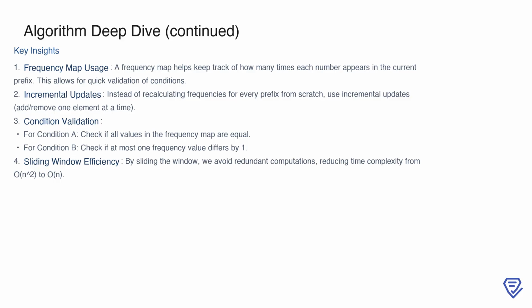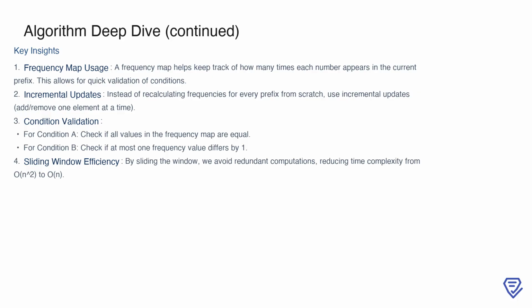To optimize further, there are a few key insights we can leverage. First, the frequency map is central to the solution. It helps us track the count of each element in the current prefix, enabling quick validation of the conditions. Instead of recalculating the entire map for every prefix, we perform incremental updates by adding or removing one element at a time. This reduces redundant computations. For the conditions, we check two possible scenarios. In condition A, all values in the frequency map must be equal.